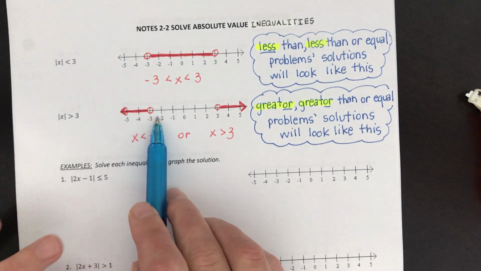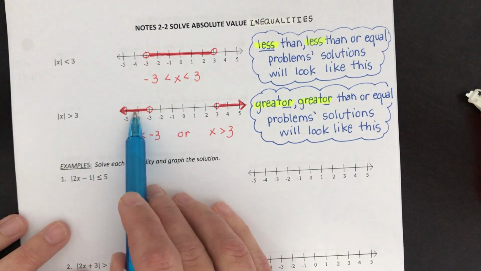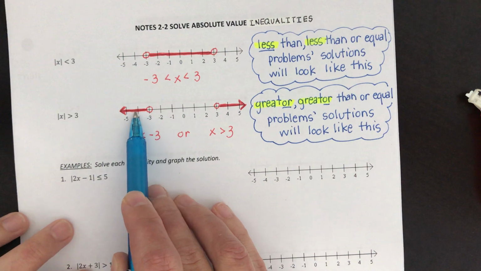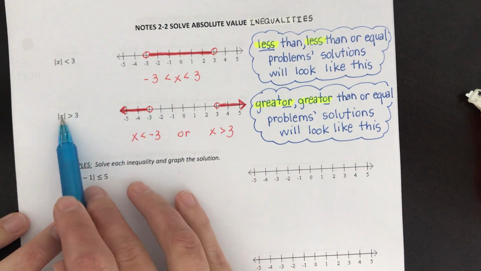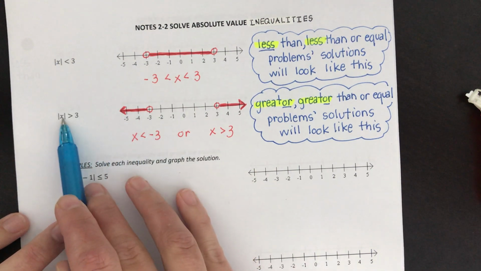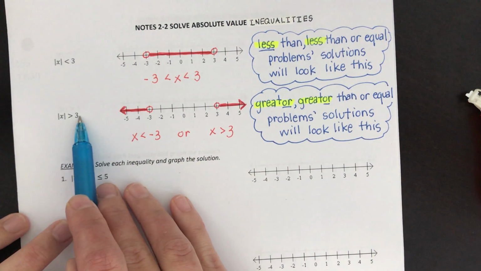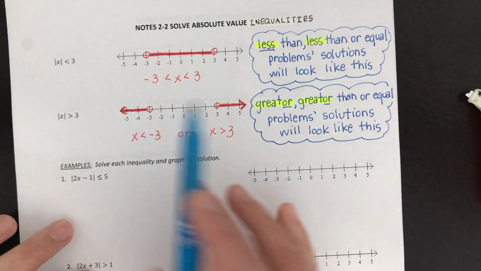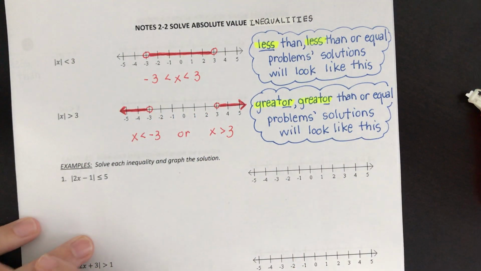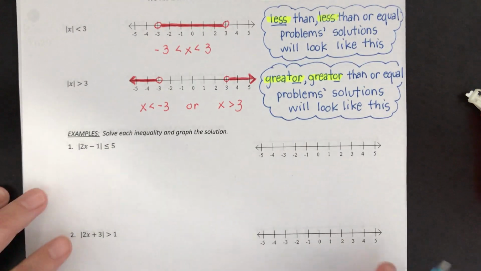That's the same reasoning behind why this solution looks like it does. If you pick any number within the shaded regions, that number when plugged in would create a true statement. For example, if I plug in -5, the absolute value of -5 is 5, and 5 is greater than 3. Anything outside of the shaded region, or even in the open circles, would create a false statement. So I think that's enough explaining, and let's get to it and practice these concepts.